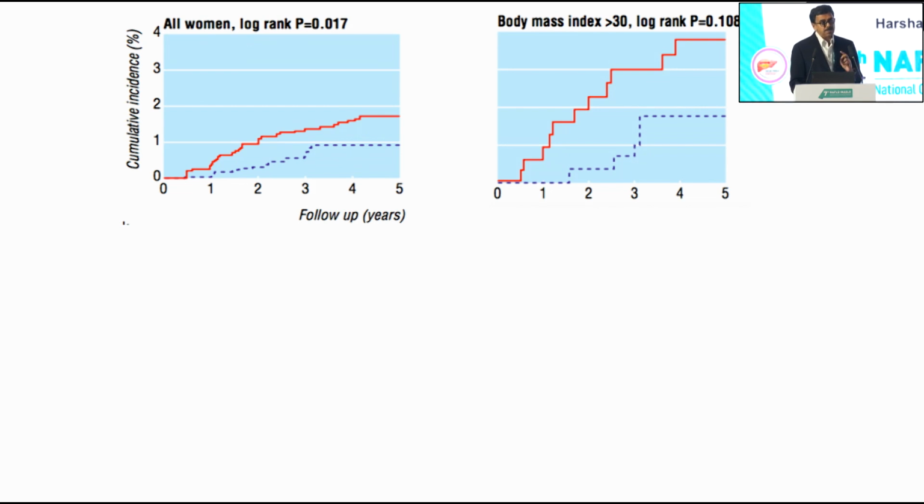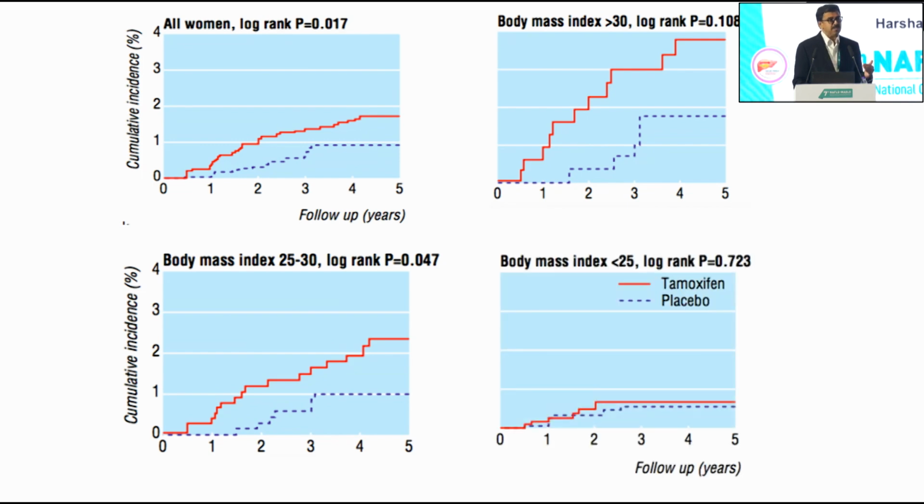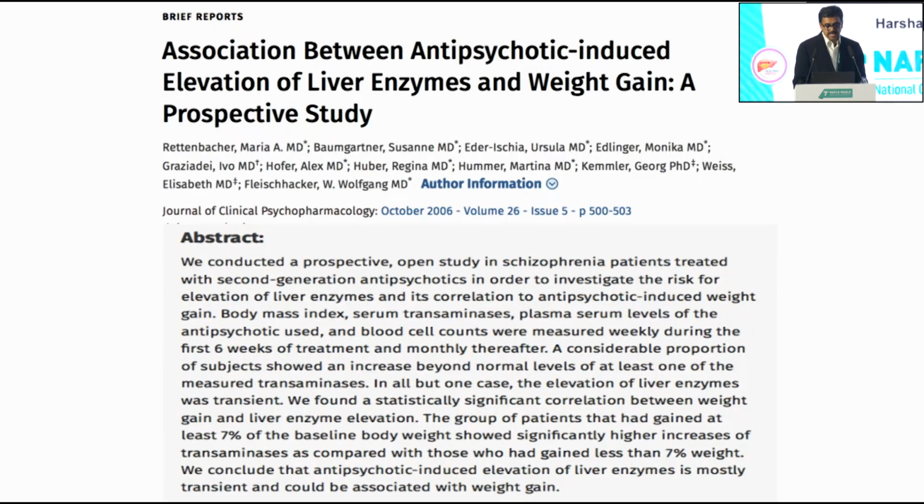they found that if the body mass index was more than 30, it actually reached about 4. If the body mass index was anywhere from 25 to 30, then the cumulative incidence was just over 2. And if the body mass index was less than 25, in other words, if the patient did not develop NAFLD obesity, then it was about the same.